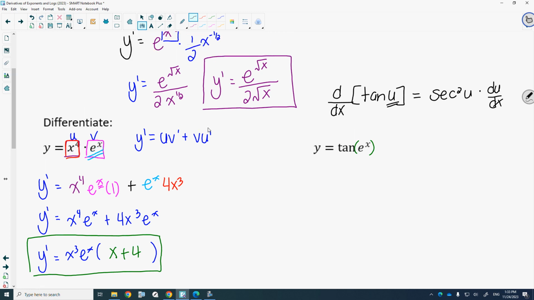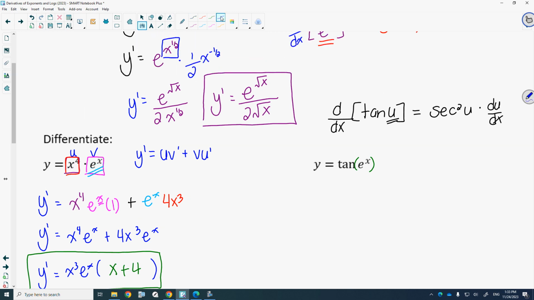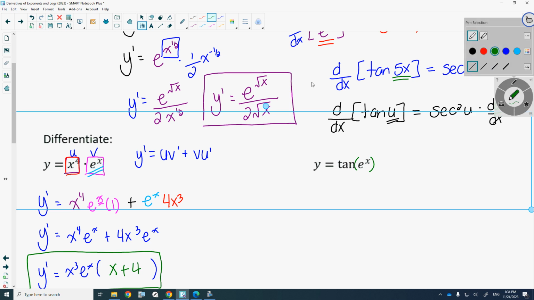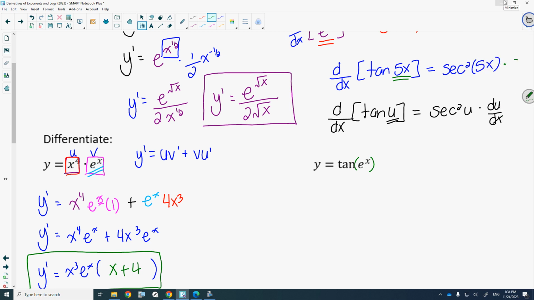So just really quickly, to review trig again, if I said, okay, I want you to differentiate tan of 5x with respect to x, the derivative of tan is secant squared u. So it would be secant squared of 5x. And then we differentiate the inner function, which is my argument. The derivative of 5x is going to be 5. And then I could rewrite that by bringing the 5 to the front, 5 secant squared of 5x.